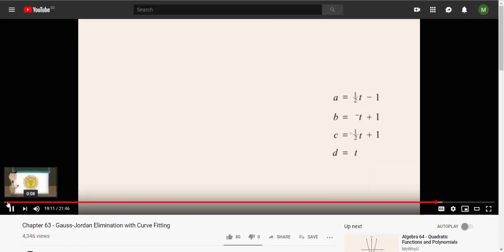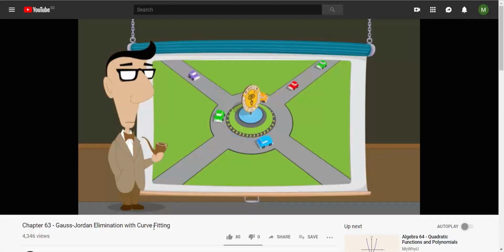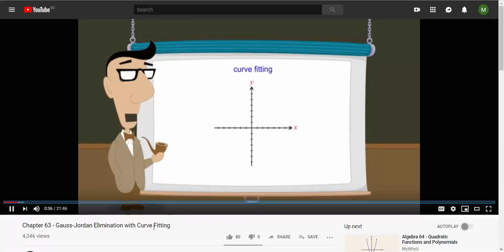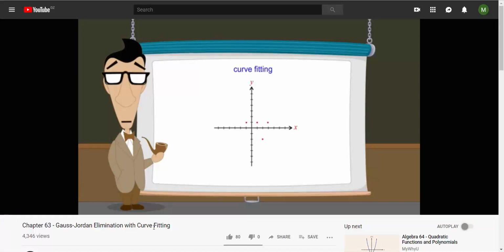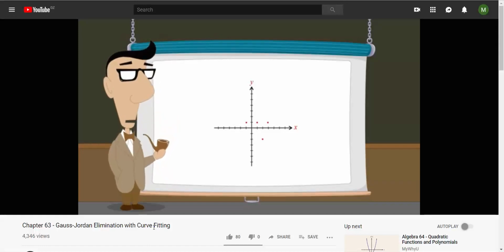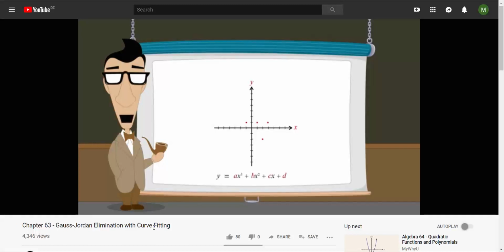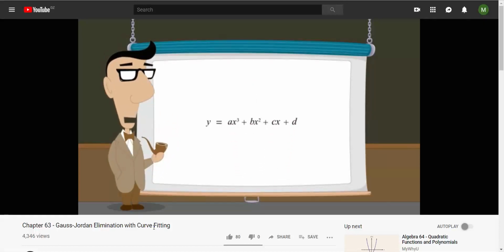Given a set of data points, we will try to find a curve whose graph passes through those points. In these examples, we will use a curve described by the function ax cubed plus bx squared plus cx plus d, where a, b, c, and d are constants which determine the exact shape and position of the curve. An equation of this form is called a cubic or third-degree polynomial equation, since the highest power to which x is raised is 3.